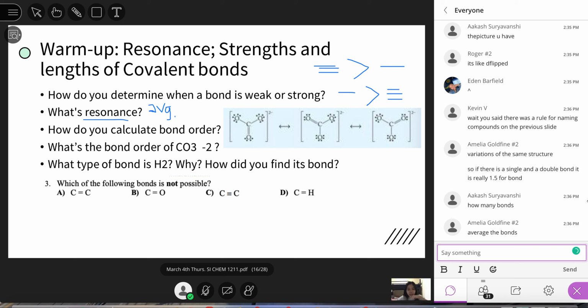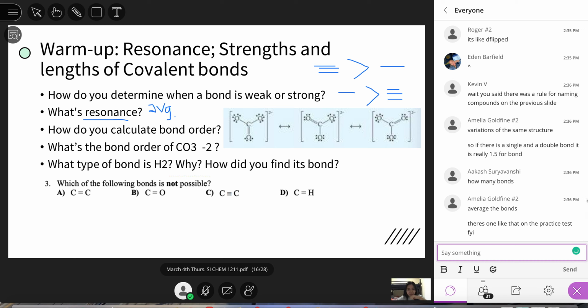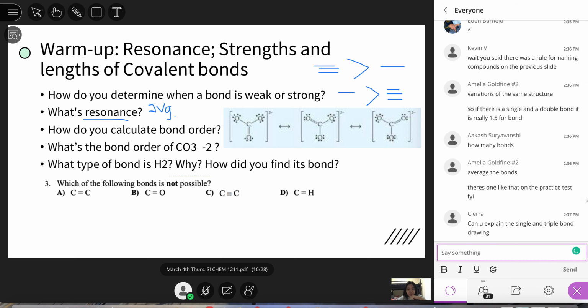How do you calculate bond order? If there's more bonds, the stronger the bond will be. Because this has 3, it's going to be stronger, and that's when determining the energy, like the bond order. But if you have bond length, the fewer bond pairs you have, it's going to be stronger. So 1 bond is going to be stronger than 3 bonds because it's shorter. 3 bonds is going to be more, but it's going to be shorter.